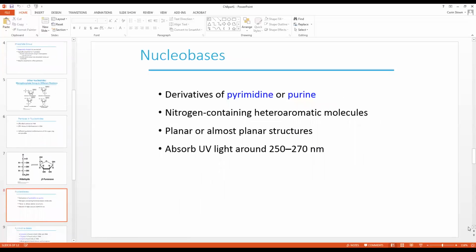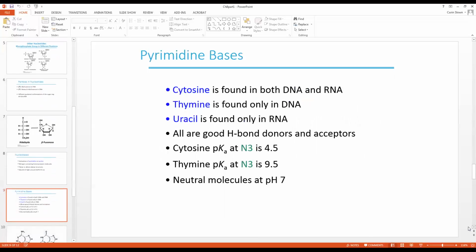If we take a look at nucleobases, these are derivatives of pyrimidine or purine. They're nitrogen-containing heteroaromatic molecules. They are planar or almost planar structures, and they tend to absorb UV light around 250 to 270 nanometers. Cytosine is found in both DNA and RNA. Thymine is found only in DNA, and then uracil is found only in RNA. These are all great H-bond donors and acceptors.